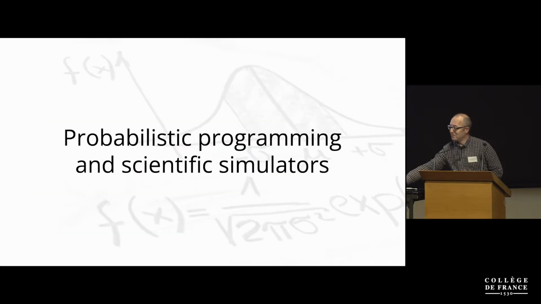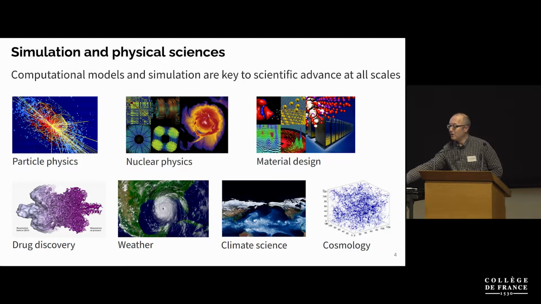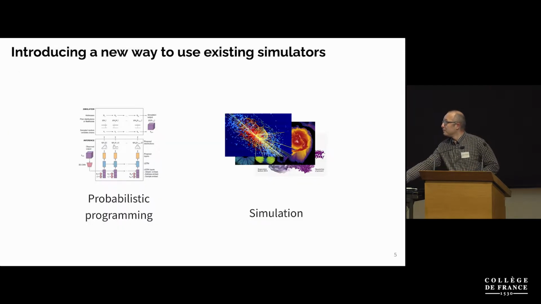Yeah, so let's talk about the probabilistic programming bit. Simulation is useful, or a central tool, in many fields of science, and these range from particle physics to cosmology, in all scales of science, basically. There are interesting ways of bringing together simulation and probabilistic programming. They have lots of things in common.